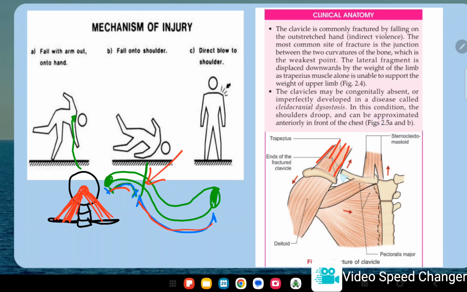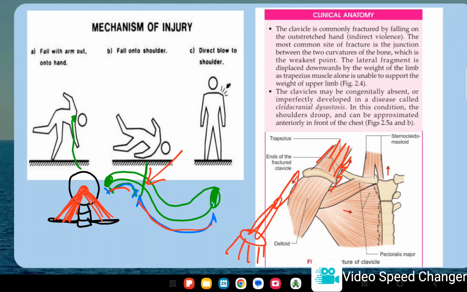So if the clavicle is fractured from here, what will happen? The trapezius muscle will try to bring the clavicle upward, but the whole upper limb, our humerus bone, the radius, ulna, wrist, and fingers, are so heavy that the trapezius muscle alone cannot bring the clavicle upward or help to lift the shoulder upward. As a result, the person who has a fracture of the clavicle, his shoulder falls, slipping downwards. It cannot be lifted upward, right? So this was the first condition.